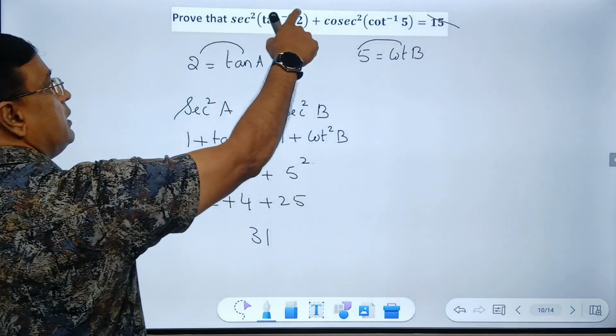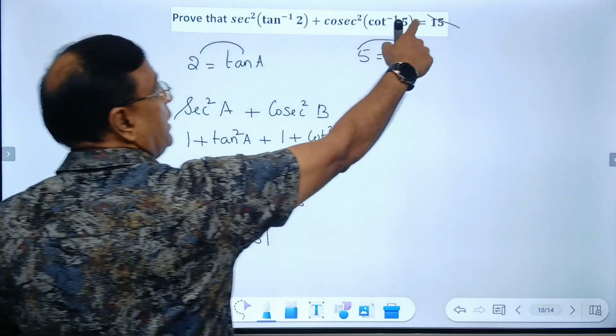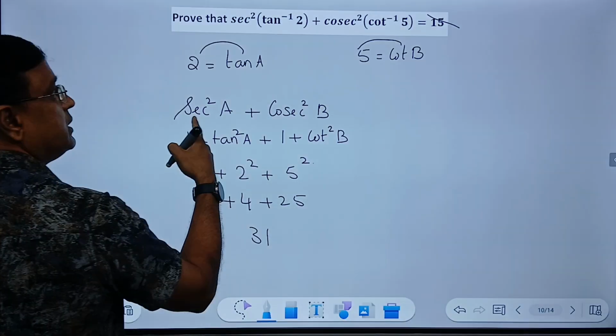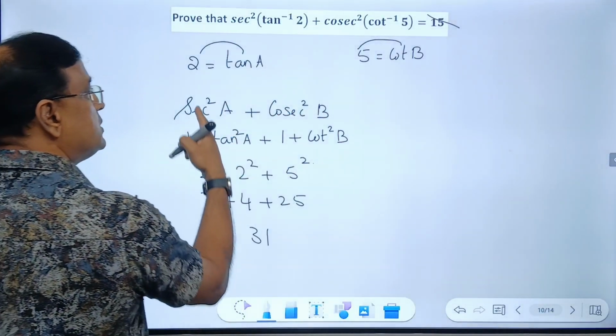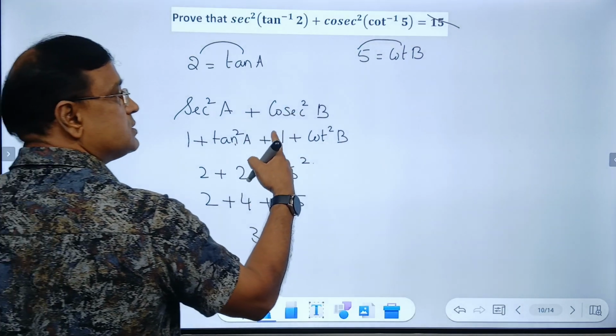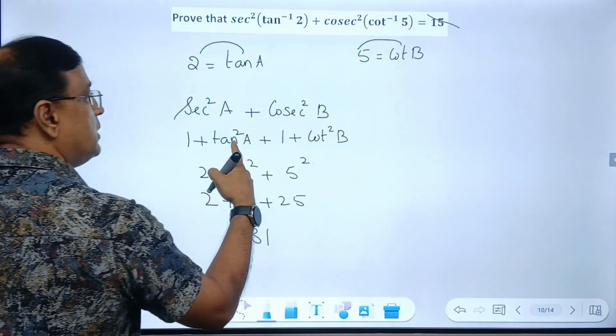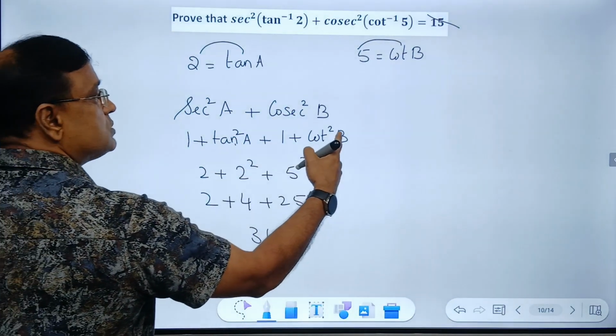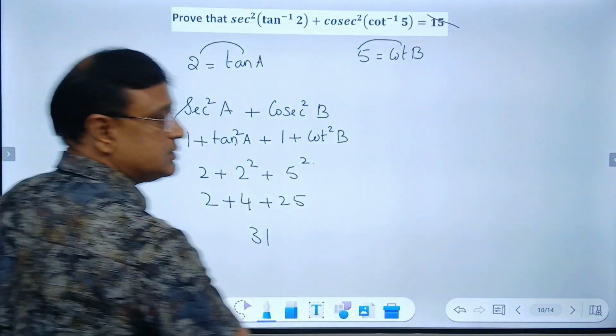So secant square of tan inverse 2. So 2 is tan A and 5 is cot B. Then this is secant square A plus cosecant square B. Secant square is 1 plus tan square. Cosecant square is 1 plus cot square. Tan square A is 2 square. Cot square B is 5 square. Simplify, you get the answer.